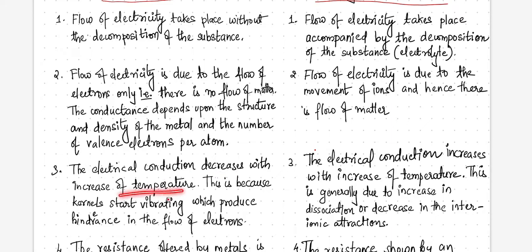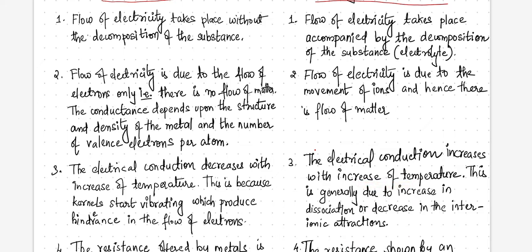Those lattice points or kernels occupied by atoms are what is responsible for the decreased conduction with increasing temperature. However, in the case of electrolytes, when you increase the temperature, the ions are formed to a greater extent. That means dissociation of the substance happens better, and therefore we have better conduction in the electrolytes when you increase the temperature.